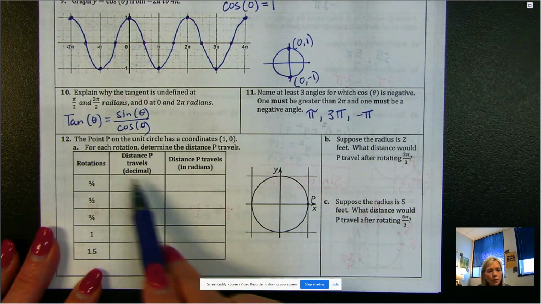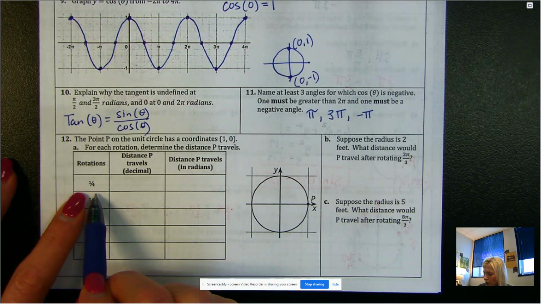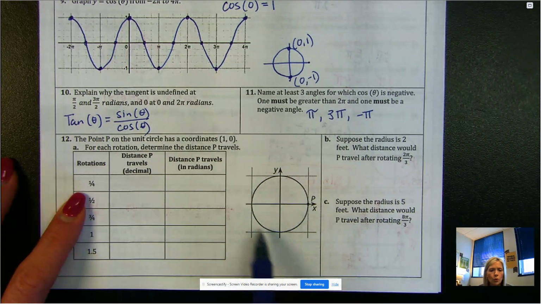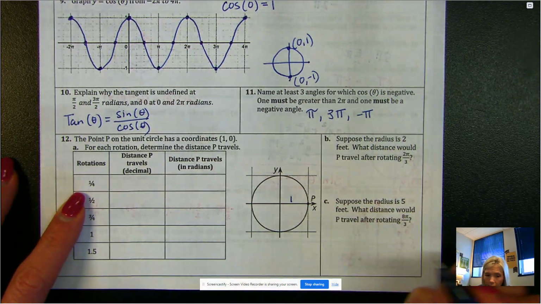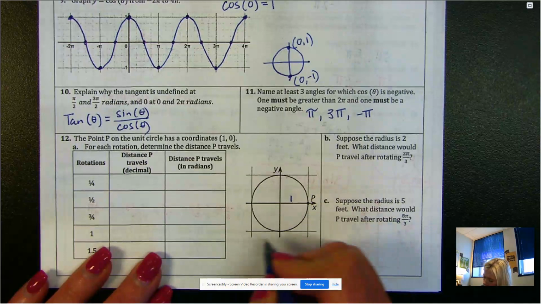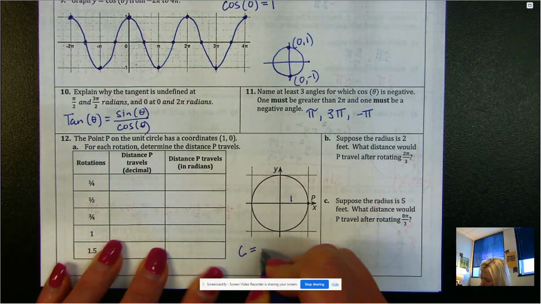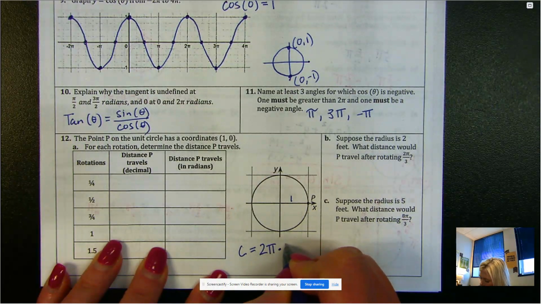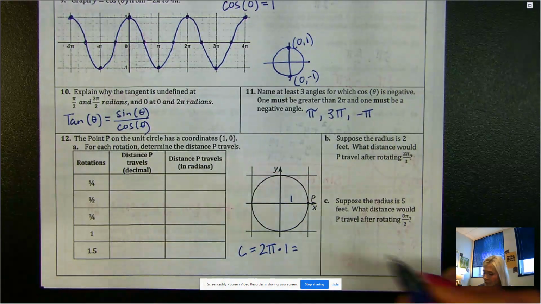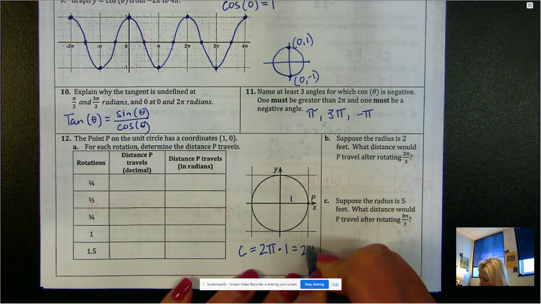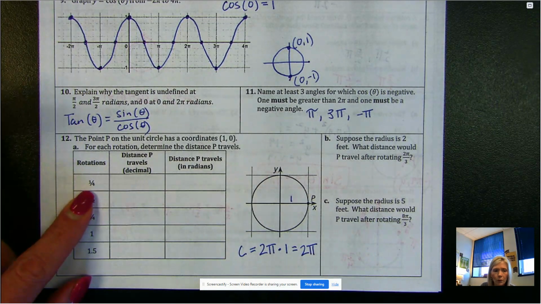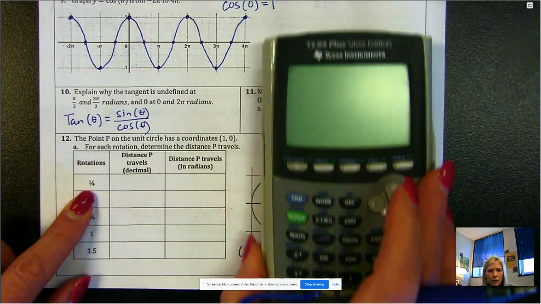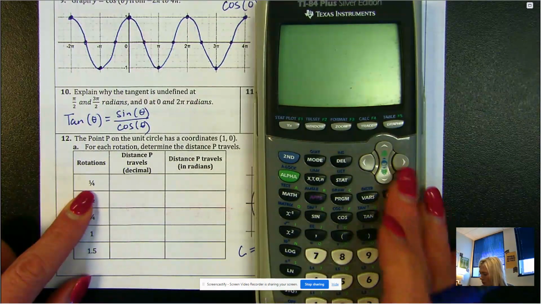So for a quarter of a rotation, it's going to travel a quarter of the circumference. Since this has a radius of 1, the circumference is equal to 2 pi times 1, which conveniently is just 2 pi. Okay, so for a quarter of the circle, a quarter of 2 pi is going to be 1/4 times 2 pi. And I showed you how to do some of these in the calculator earlier.